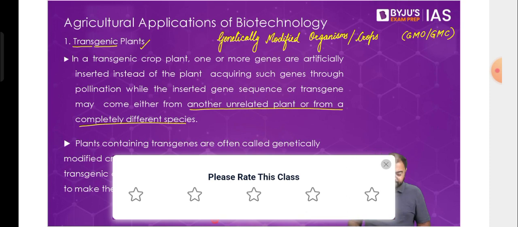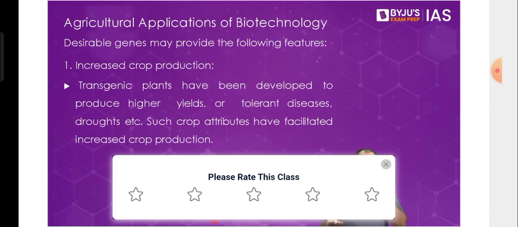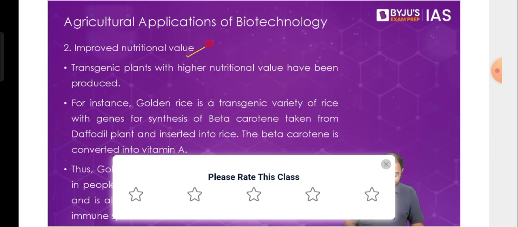Now, if I ask you why we would produce transgenic plants, it could be about productivity, as we discussed in the case of BT cotton, increasing the productivity of the crop. Or it could be about increasing the nutritional value. For example, let's say you want to add certain nutrients to a certain kind of crop. We can do that, and in that case, we'll be able to increase the nutritional value.